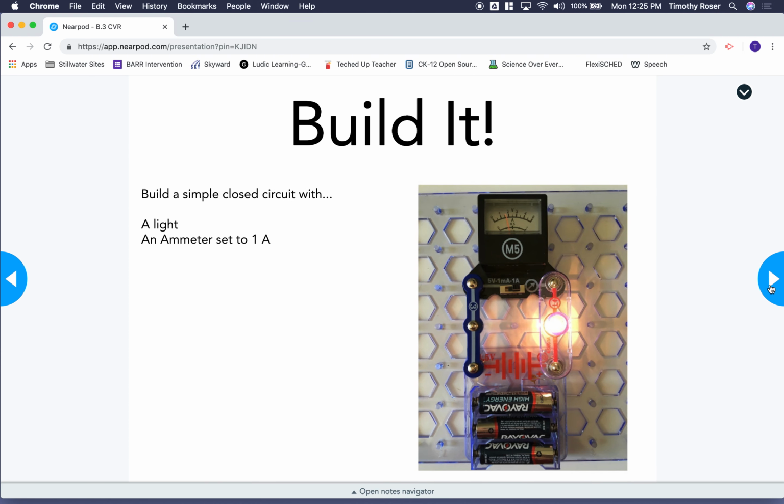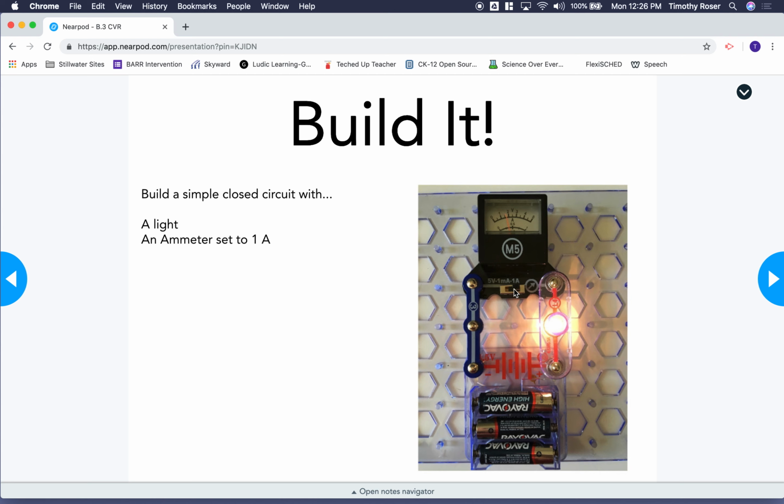Now, I want you to go ahead and, with your Snaptricity kit, go ahead and build a simple closed circuit with the following things. A light right here, and an ammeter, which is this piece right here, set to 1A. When I say set to 1A, I want you to look right here. There's a little switch in the bottom middle, and you have 3 settings. I want you to set it all the way to the right. And just so you know, this does have to be set up almost exactly like this, otherwise it may not work.